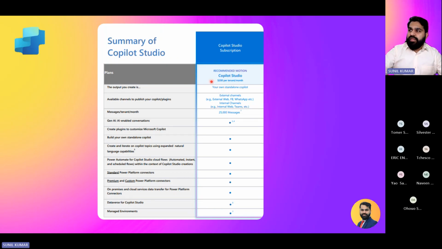What would users be able to do with this particular license? The output you create is your own individual standalone copilot. These are custom copilots basically. Initially, this was known as Power Virtual Agents, but now with the new generative AI capabilities and dynamic chaining, Microsoft has rebranded Power Virtual Agents as Copilot Studio.